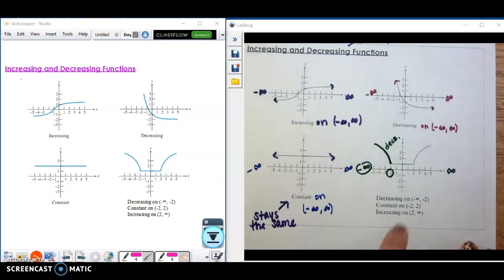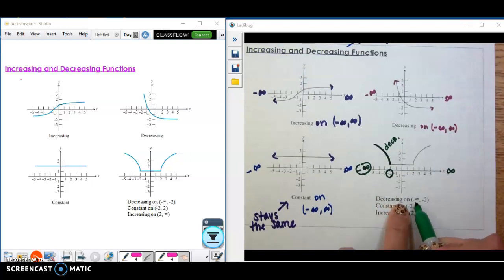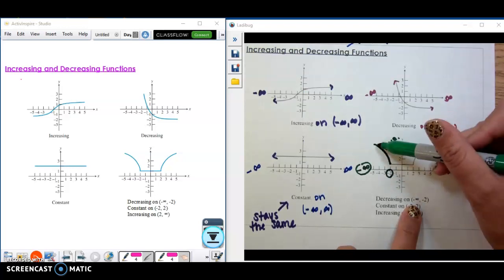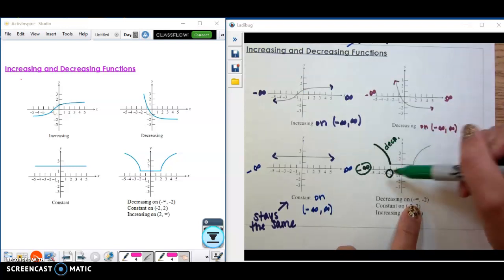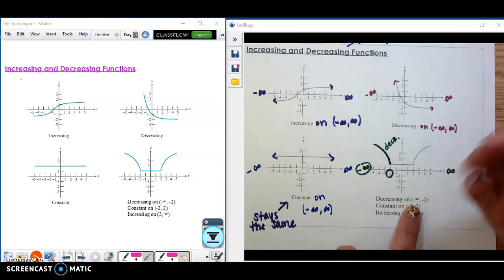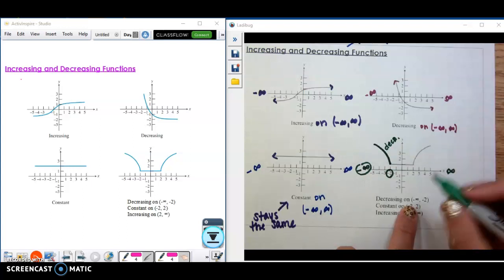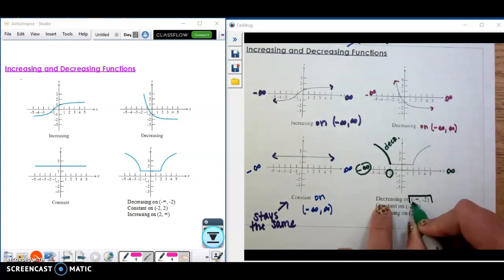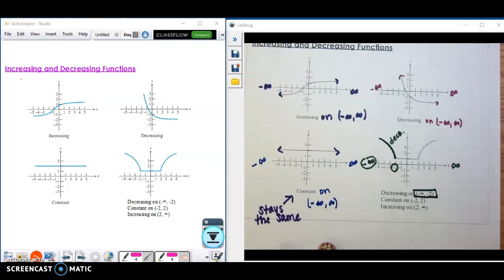They've already written it out here, but it says decreasing on the interval from negative infinity to negative 2. I want you to notice that they use parentheses, and that's what you're going to do every time for increasing and decreasing. The reason is because at negative 2, it's decreasing, and then it changes to constant. So negative 2 is just the point where it's changing. It's not actually decreasing or constant. It's changing direction. So decreasing on negative infinity to negative 2 with parentheses.